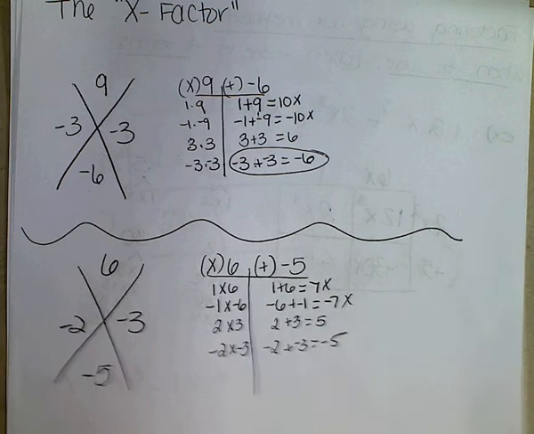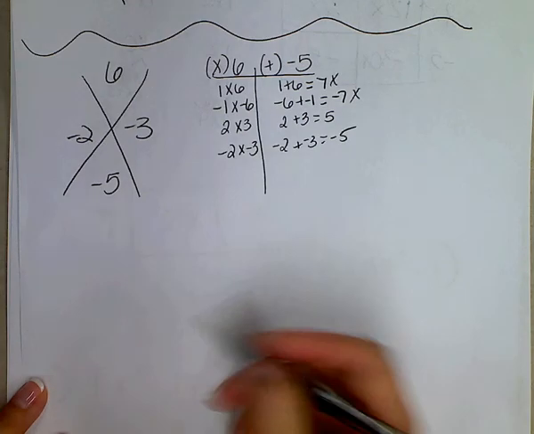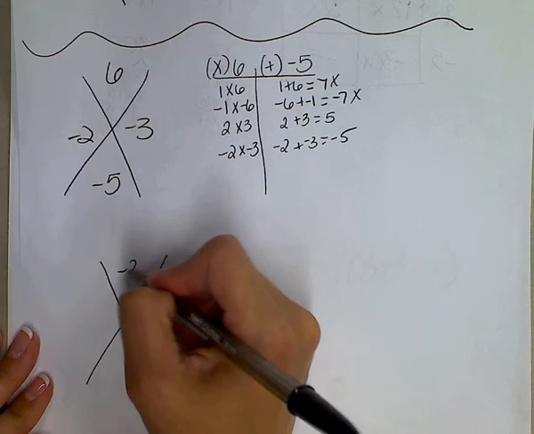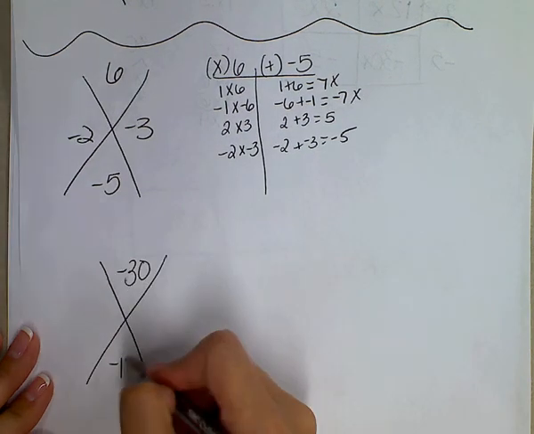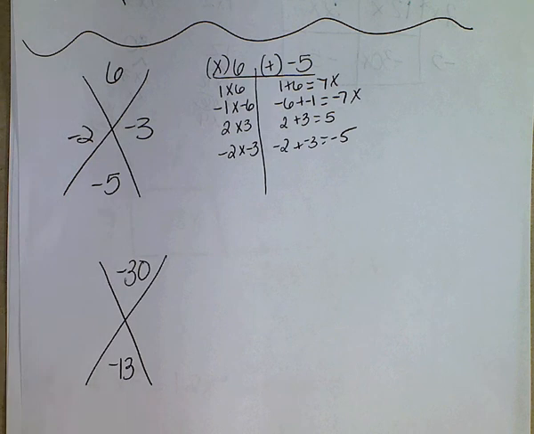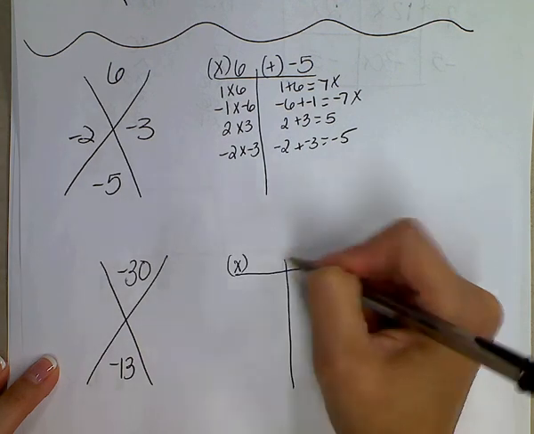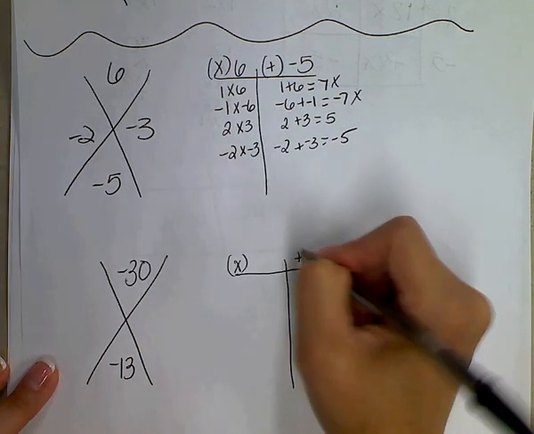Okay? So, how about you try -30 and -13. Pause it and try it. So I'm going to go ahead and make my table.